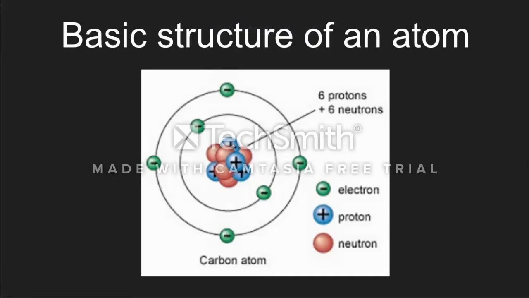So we've already studied atoms and their base structure. Remember that an atom is made of positively charged nuclei surrounded by negatively charged electrons that orbit around the nuclei in a fashion similar to how planets orbit the sun.